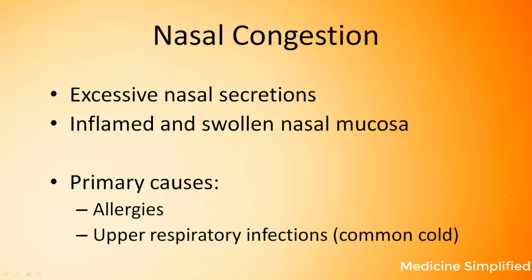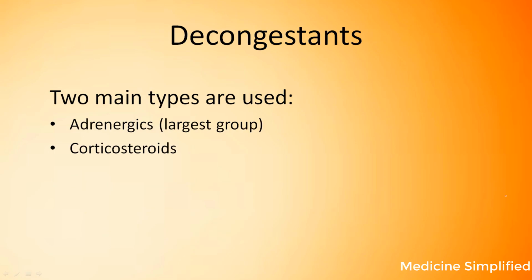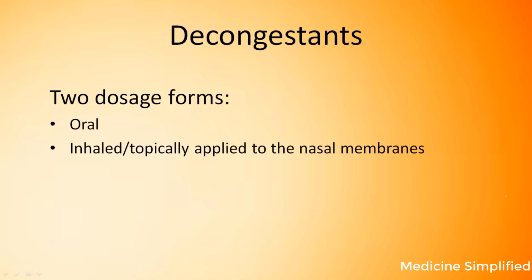Coming to nasal congestion, it is excessive nasal secretion caused by inflamed and swollen nasal mucosa. So what are the primary causes? Allergies and upper respiratory infections seen in common cold. So what are decongestants? There are two types: adrenergic, which is the largest group, and the second one is corticosteroids. They are available in two dosage forms, oral, and inhaled or topically applied to nasal membrane.